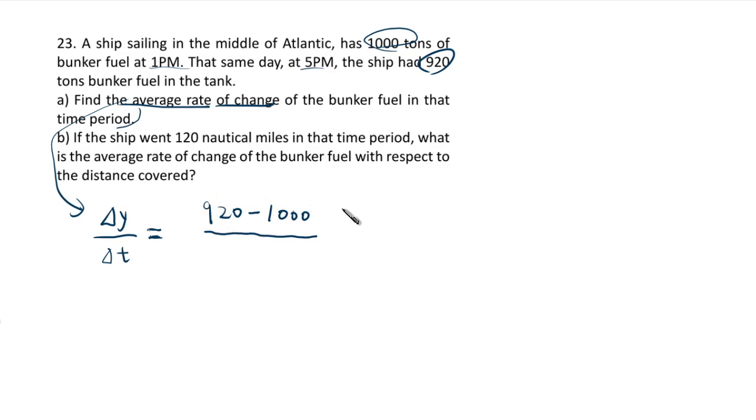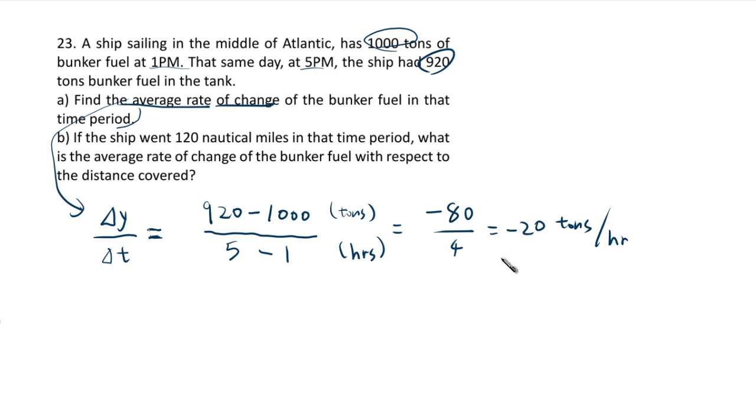And the unit for this is tons, right? And then the final value of the time is 5 p.m. The initial value of the time is 1 p.m. So subtract, and this is in hours. So you end up with negative 80 divided by 4, which is negative 20 tons of fuel per hour. So negative means the fuel is decreasing. Of course, you're sailing, so fuel must be decreasing. And you're using about 20 tons of bunker fuel per hour.